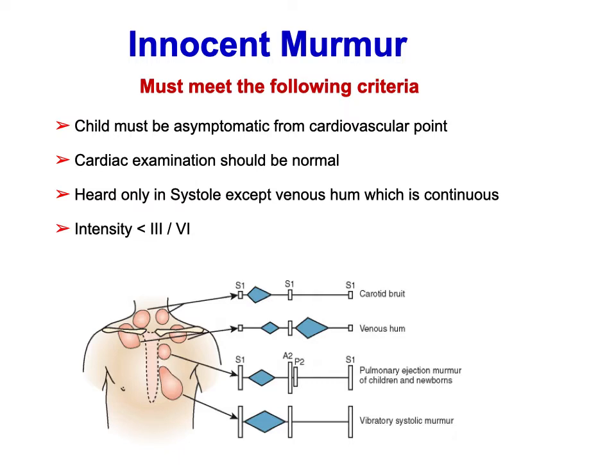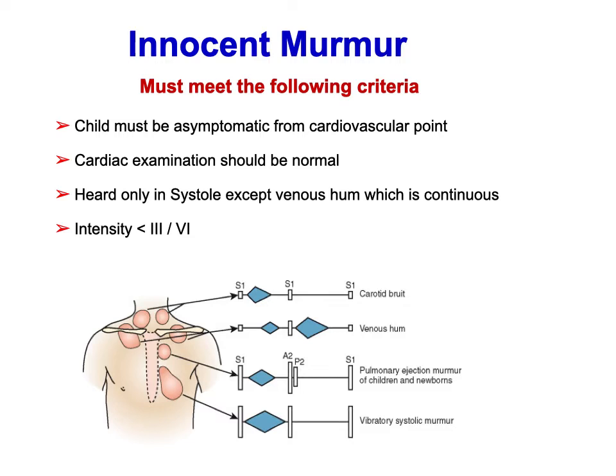Second is the cardiac examination. When you go for cardiac examination of that child and you find nothing else other than the murmur itself, that means the second heart sound is normal, the first heart sound is normal. There is no clinical evidence, as we are discussing, like feeding problem, other things, respiratory rate, blood pressure, everything is normal. The child is playing normally but having the murmur only.